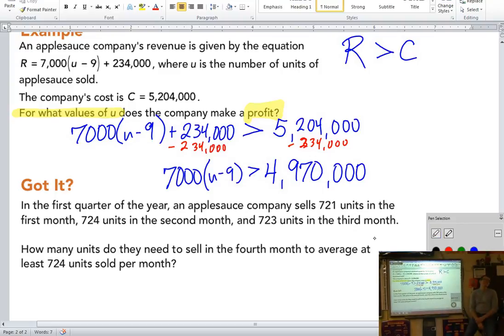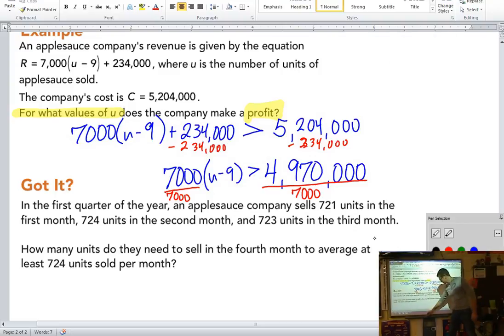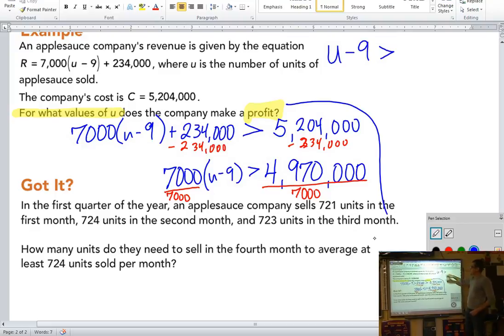Now, Ozzy, now we can divide by that 7,000 because I don't want to distribute it. I'm lazy, or I'm efficient. That will give me that U minus 9 has to be greater than 710. Last thing we do, anybody? Plus 9 on both sides. U is greater than 719.